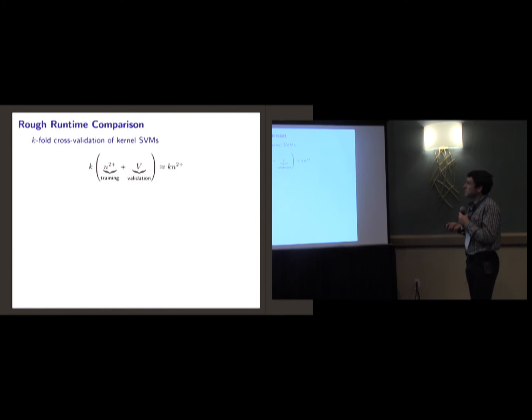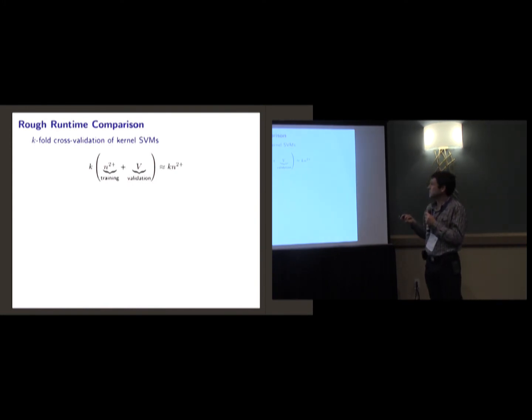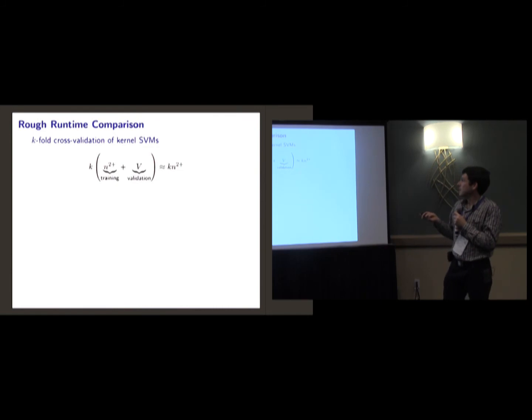A rough runtime comparison. If we do k-fold cross-validation on kernel support vector machines, kernel support vector machines have super-quadratic training time. So the training time is of order n to the power of more than 2, and then validation is relatively cheap. So overall, the time for running cross-validation on kernel SVMs is k times n to the power of more than 2.